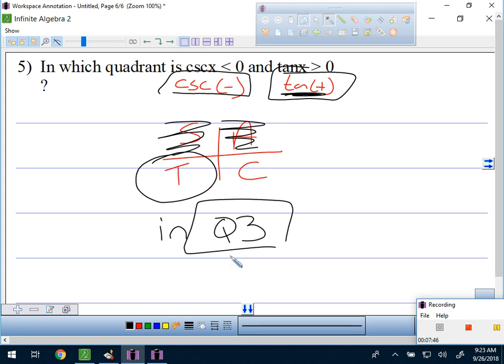Quadrant 3 would be the answer. Not quadrant 3 and 4, just quadrant 3. All right, the last one for test 1 is number 6.